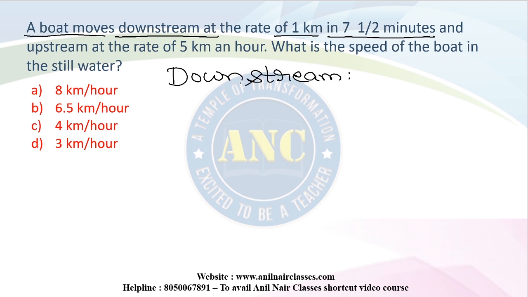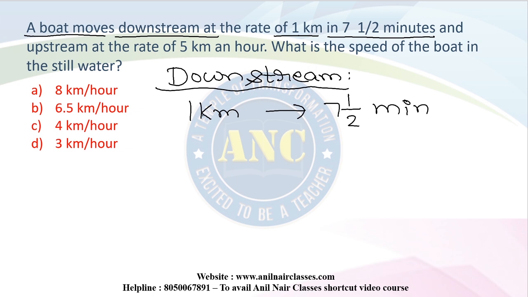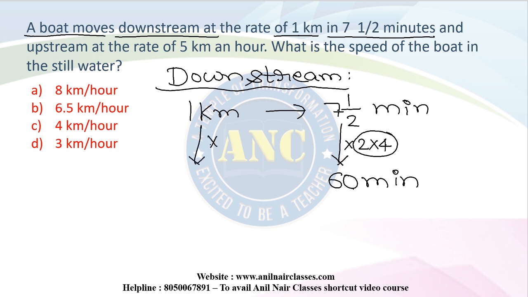We are discussing the concept of downstream in the first statement. What is it that they are saying? They are saying at the rate of 1 kilometer in 7.5 minutes. That means in 7.5 minutes, a boat is able to travel 1 kilometer. But we generally want to convert it to 60 minutes. 7.5 into 2 is 15. 15 into 4 is 60. I hope you are understanding how I found the multiplying factor as 8. So 7.5 into 8 is 60 minutes. 1 also multiplied by the same factor 8, so it is 8 kilometers.